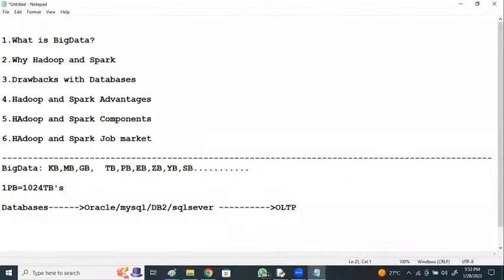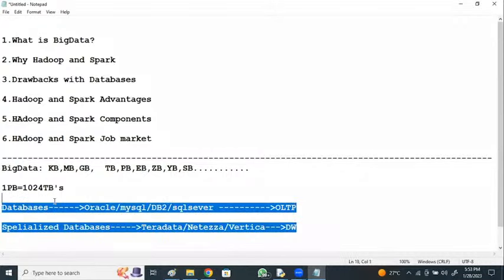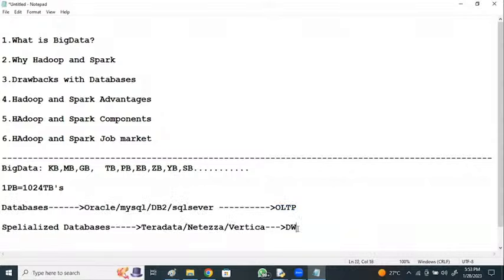But we have also got some specialized databases, used for data warehouse purposes, like Teradata, Netezza, Vertica. These are used for OLAP, online analytical processing, for data warehouse (DWH) purposes.